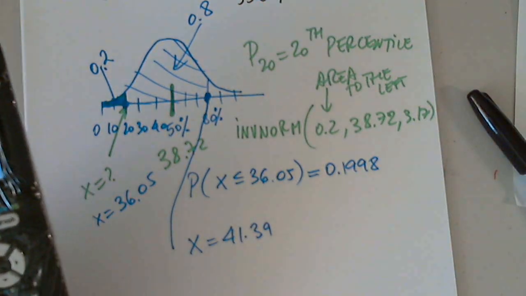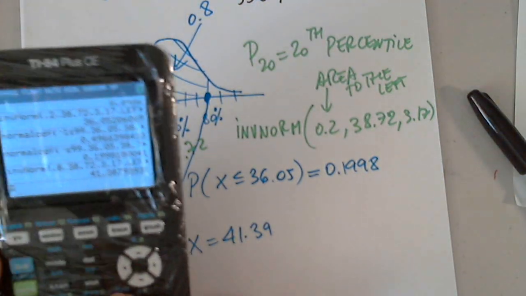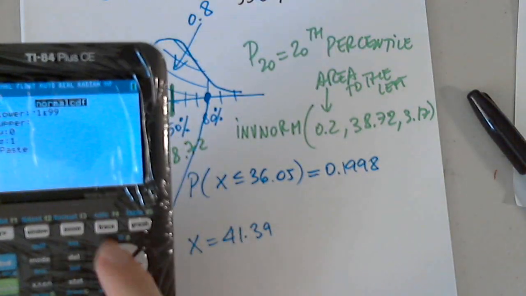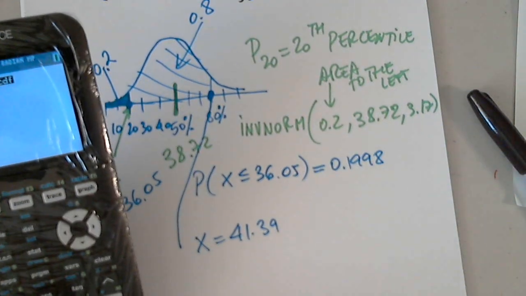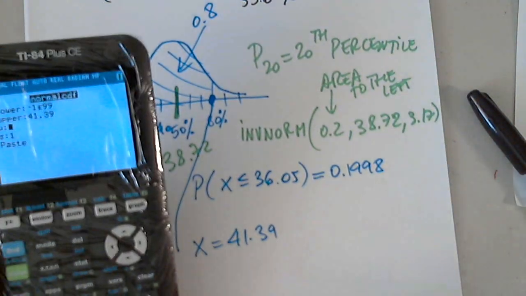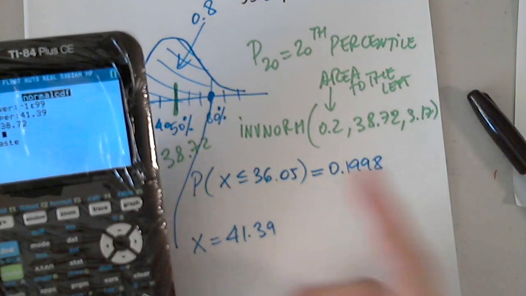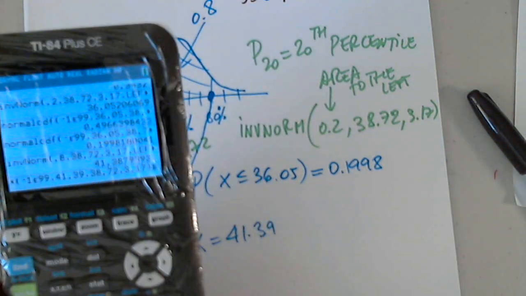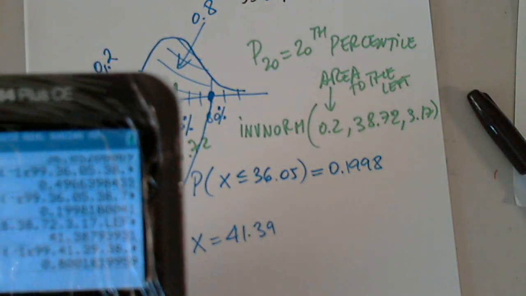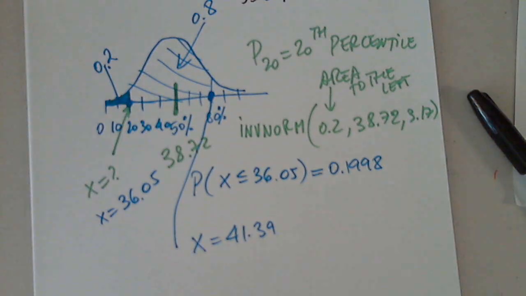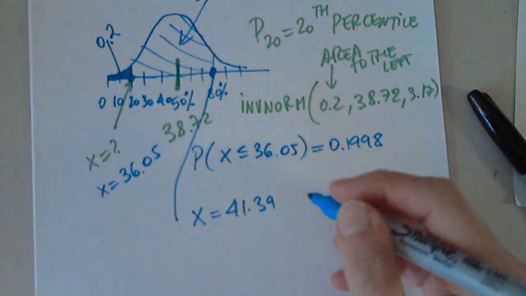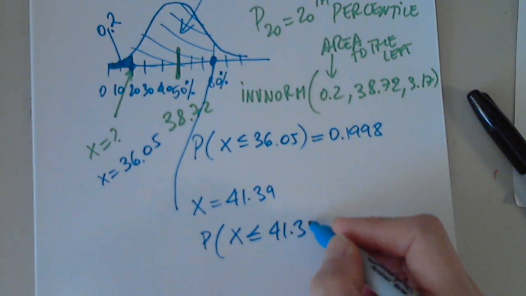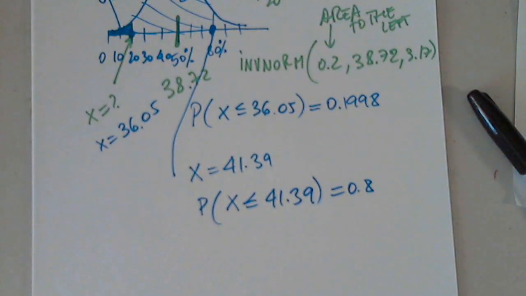You can always immediately check if you want to. So go to normal CDF. Lower is negative infinity. Upper 41.39. There is no need. It has to work perfectly. But let's convince ourselves, and then 3.17. And the answer has to be 0.8 or very close to 0.8. And it is 0.800. So the probability that x is less than or equal to 41.39 is indeed 0.8 as discussed.